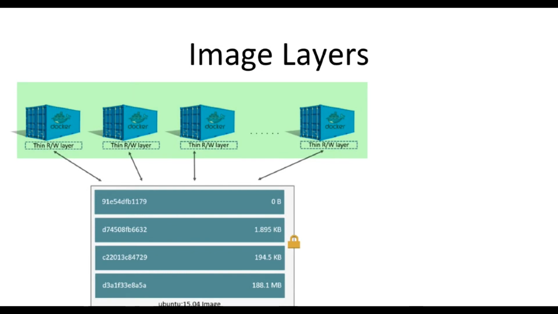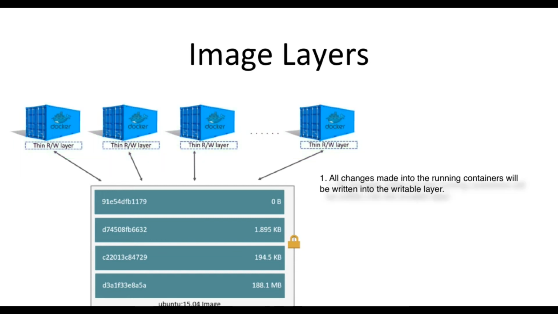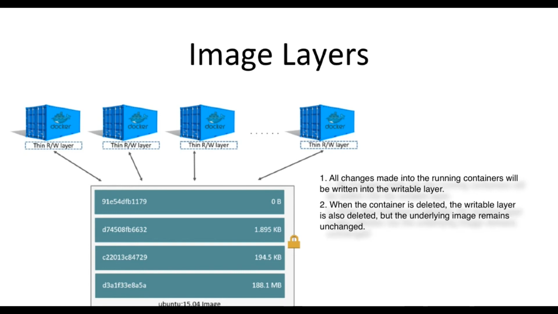All changes made to the running container, such as writing new files, modifying existing files, and deleting files, are written to this thin writable container layer. The major difference between a container and an image is the top writable layer. All writes to the container that add new or modify existing data are stored in this writable layer. When the container is deleted, the writable layer is also deleted. The underlying image remains unchanged.